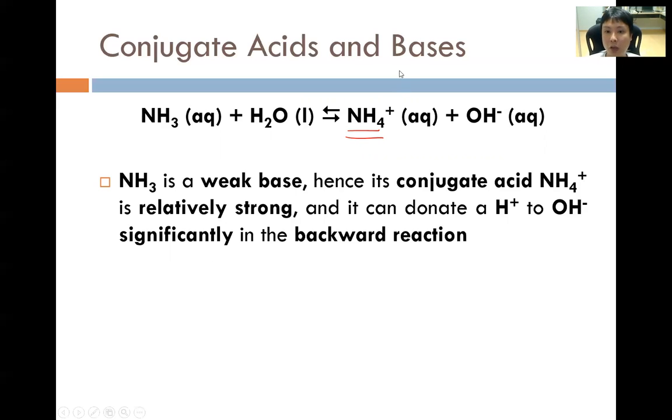Why can't we say that this is a strong acid? If this is a strong acid, it would mean that the backward reaction goes to completion, because the definition for strong acid means that it dissociates completely to form H+, and the reaction will go backward completely. And if that was the case, then you'll only have the reactants and no products. But since this is a reversible reaction, this must be a weak acid, and this is also a weak base. It's just that when we compare between different species, this is a relatively stronger acid. Okay, so that's the concept of conjugate acids and bases.